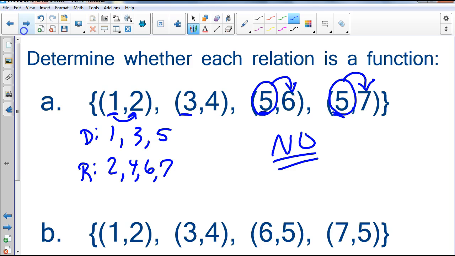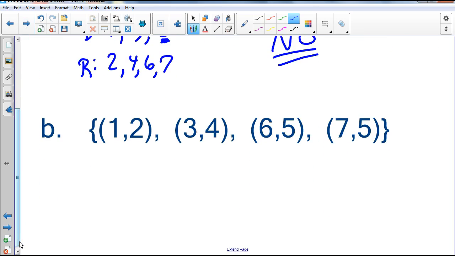One way you can tell is if in your domain the x's repeat, if your domains repeat, it is not a function. So let's take a look at the next example. I'm looking at my domains. I have 1, I have 3, I have 6, and I have 7. That means all of these have a unique domain to one unique range. So we know, yes, this is a function because none of the domains repeat.